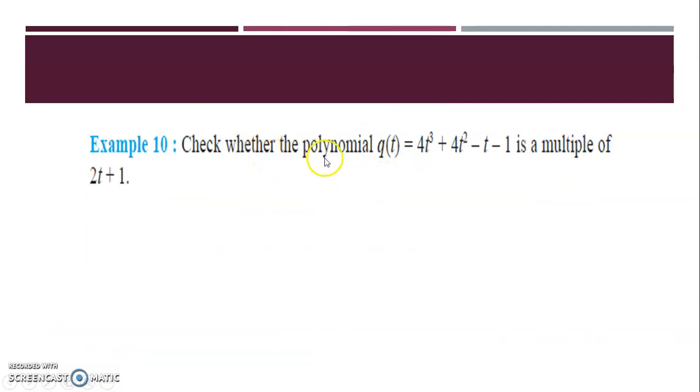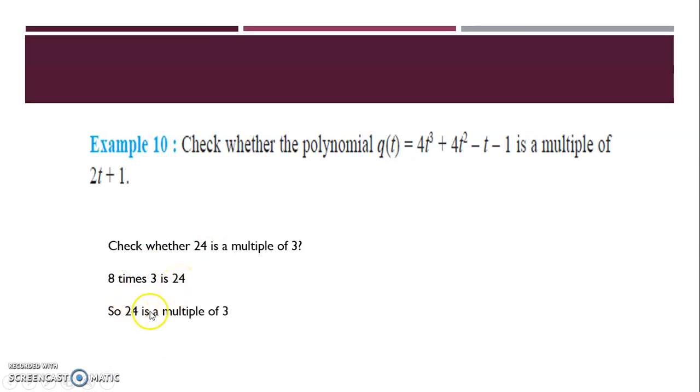Another example is: check whether the polynomial 4t cube plus 4t square minus t minus 1 is a multiple of 2t plus 1. So how do we check whether? Check whether 24 is a multiple of 3. Is it a multiple of 3? Yes, because 8 times 3 is 24. So 24 is a multiple of 3.